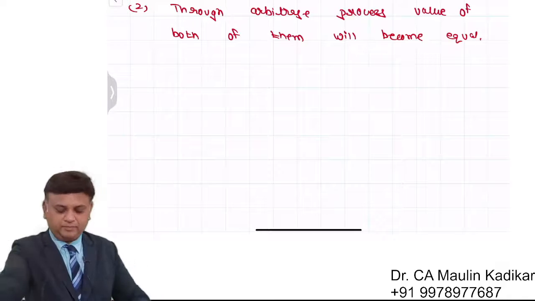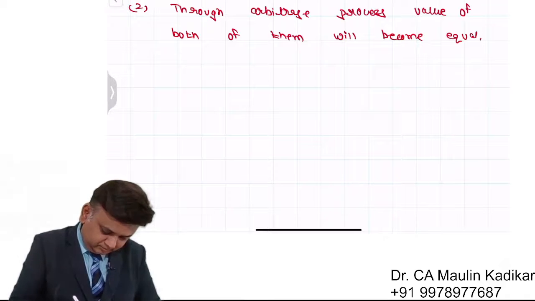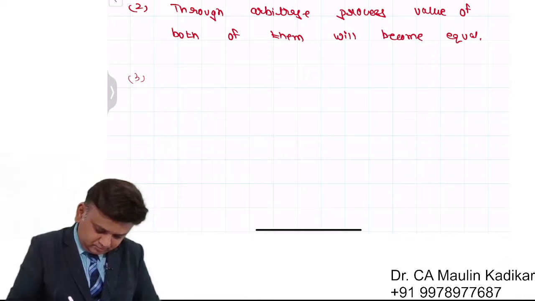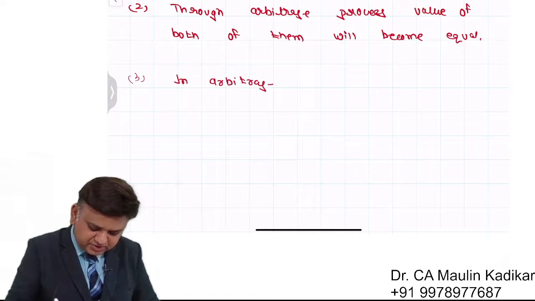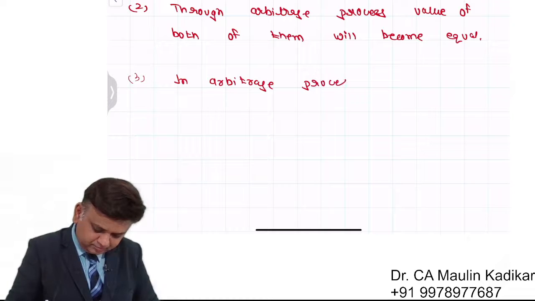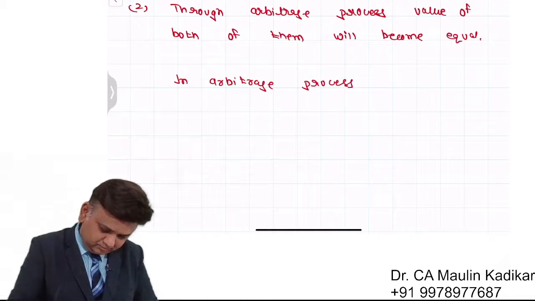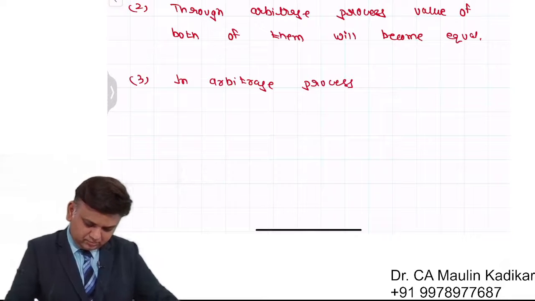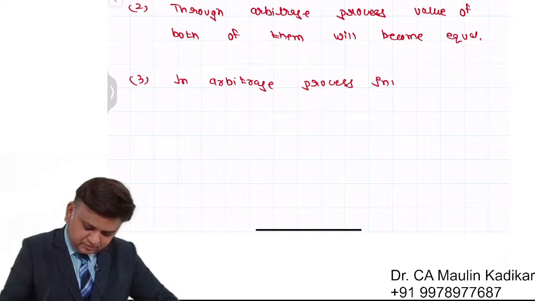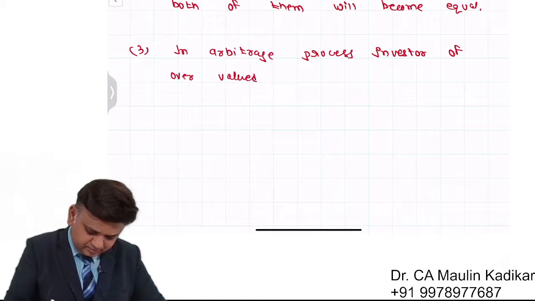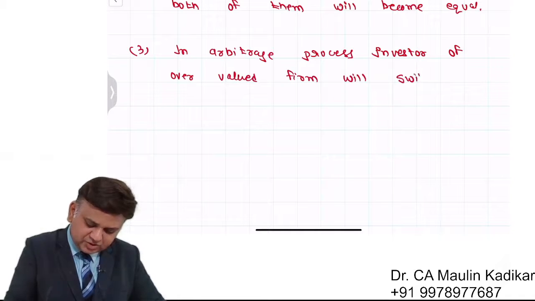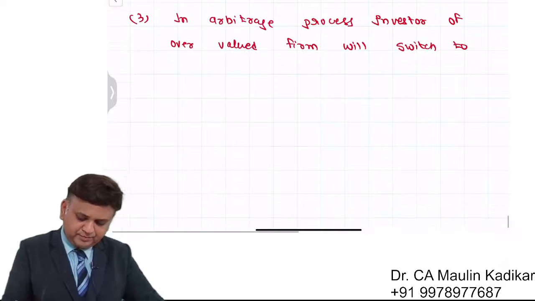Third point, in arbitrage process, investor of overvalued firm will switch to undervalued firm.